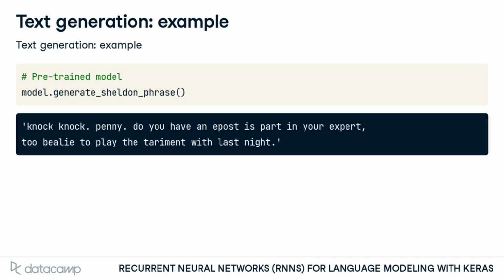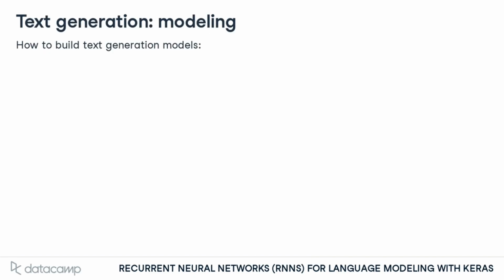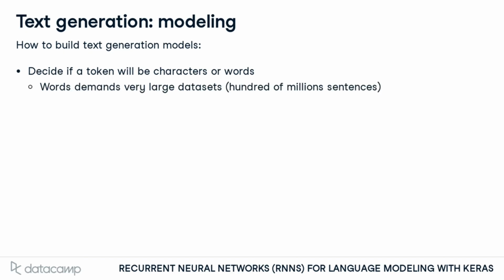In the model above, we can see that some words are not correct and we can easily identify that it was generated by a machine. A text generation model should go through the same process as before. First, though, you need to choose if your token will be characters or words. If you choose words, then you will need a very large dataset because of the big size of the vocabulary. If you choose chars, then the size of the vocabulary will be much smaller because we have 26 letters in the alphabet, plus some other punctuation.